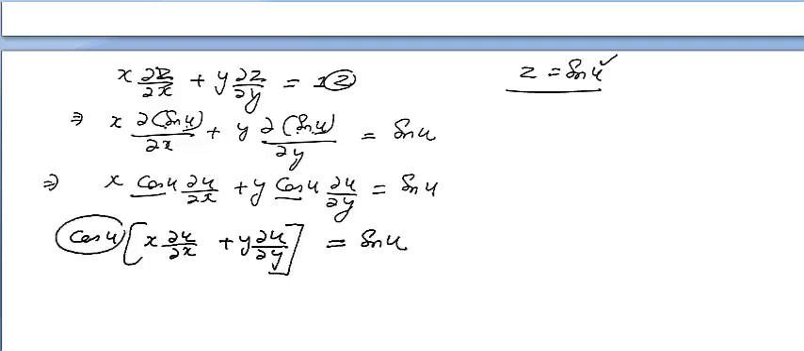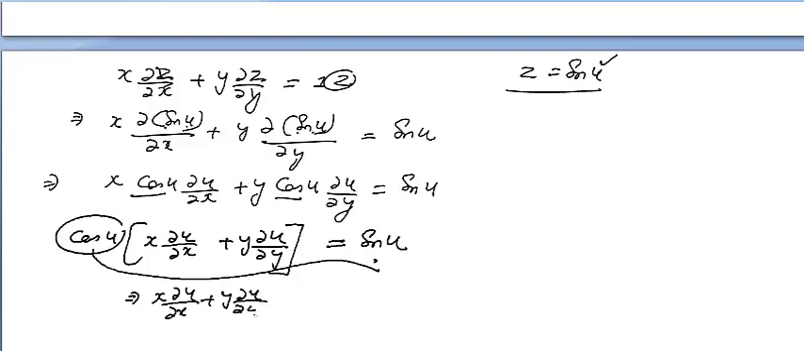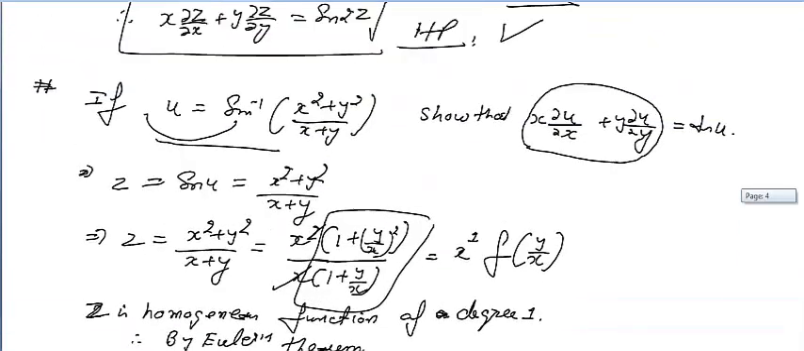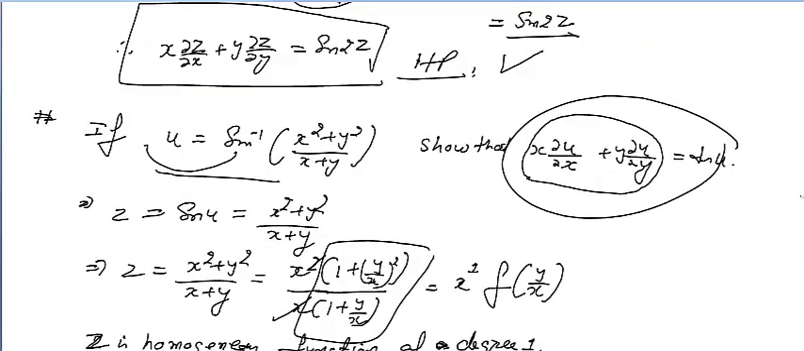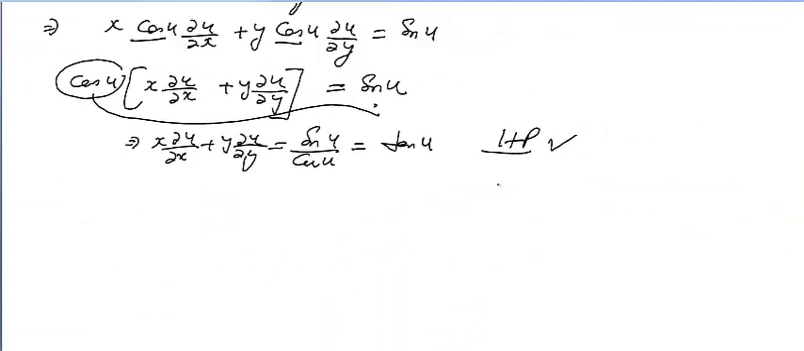Now, you can take this cos u in the denominator of the right hand side: x ∂u/∂x + y ∂u/∂y = sin u by cos u, and sin by cos is equal to tan u. So this is the proof that you want. You can verify, this is the requirement, and we have achieved it, hence proved.